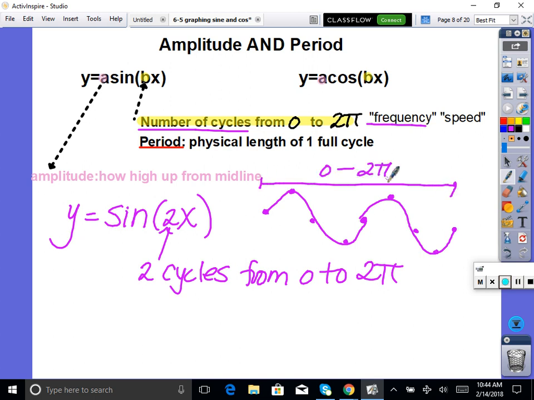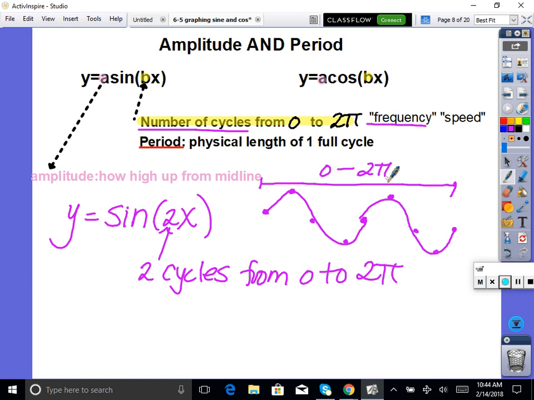So like you were just saying, isn't that technically compressed horizontally, everybody? Or is it more, I guess I should say, stretched? Stretched horizontally, everybody, right? Are we good? So now there's 2 of those from 0 to 2 pi. So the number of cycles from 0 to 2 pi is the frequency.